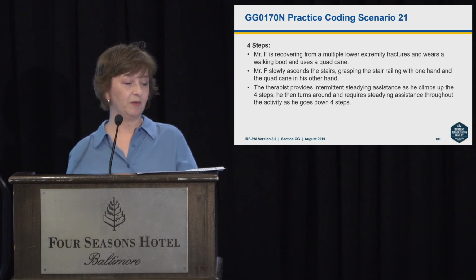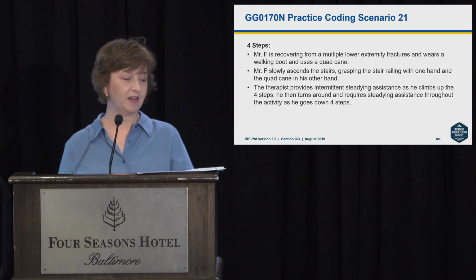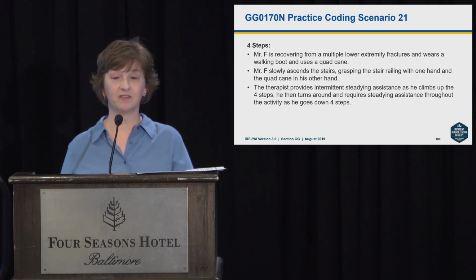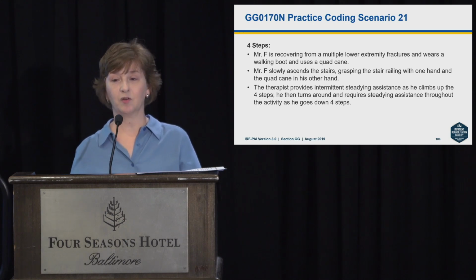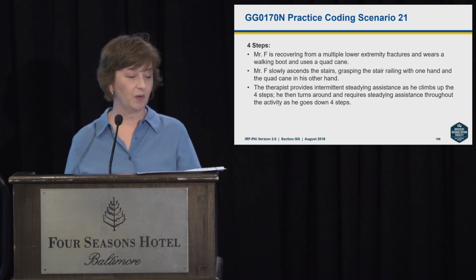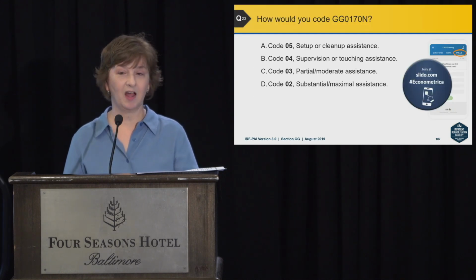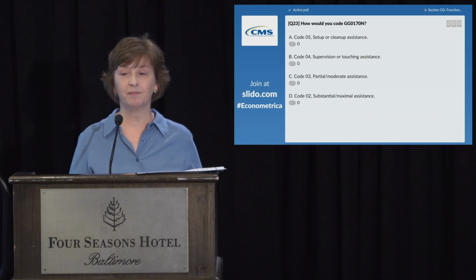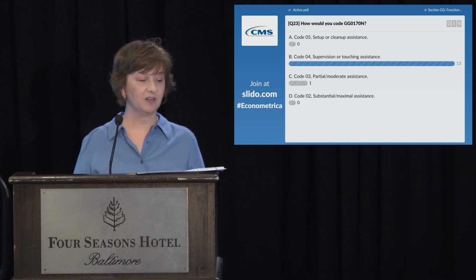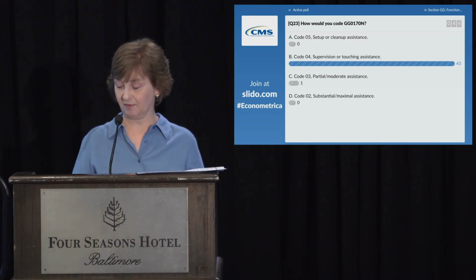The practice scenario here: Mr. F is recovering from multiple lower extremity fractures and wears a walking boot and uses a quad cane. Mr. F slowly ascends the stairs, grasping the stair railing with one hand and his quad cane in the other hand. The therapist provides intermittent steadying assistance as he climbs up the 4 steps. He then turns around and requires steadying assistance throughout the activity as he goes up and down 4 steps. So I'll let you code this. The options are 05, setup or cleanup assistance, 04, supervision touching assistance, 03, partial moderate assistance, 02, substantial maximal assistance.